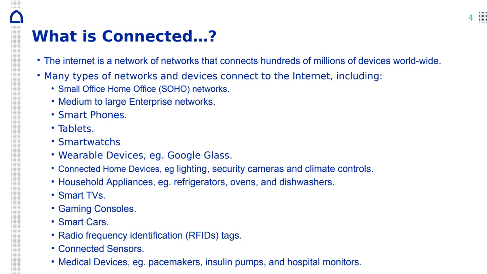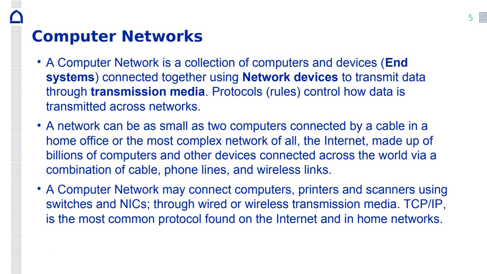What are the type of devices that we can connect to the internet? We have small networks, SOHO, yani small office, home office network, medium to large, smartphones, tablets, appliances, smart TVs, IoT devices, you name it, wearable devices. A computer network, as we have just talked about, is a collection of computers and devices or end systems connected together using what? Network devices to transmit data through transmission media, which is the cable or wireless.